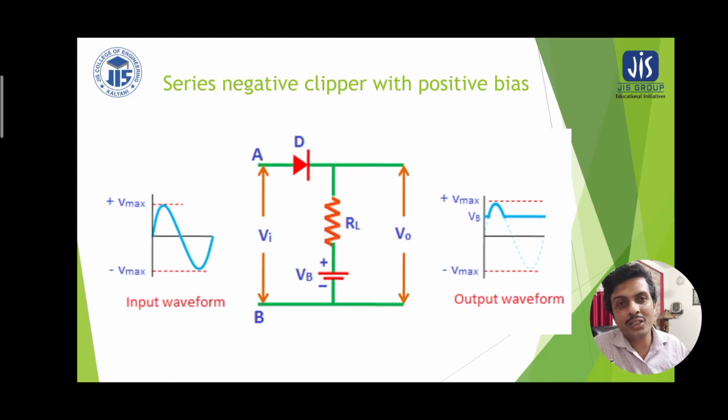So initially when Vi starts from 0 volt, the diode will not be turned on until the input voltage exceeds Vb. When the input voltage exceeds Vb, the diode is on, and we get the analog signal slope at the output side. Only when the input exceeds Vb is the output sinusoidal; otherwise the output is equal to the constant bias voltage Vb.